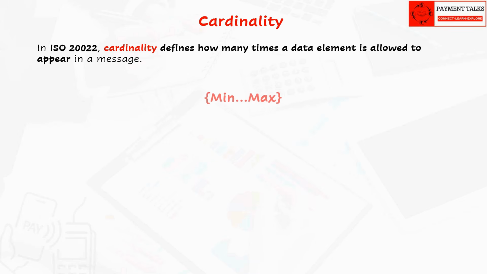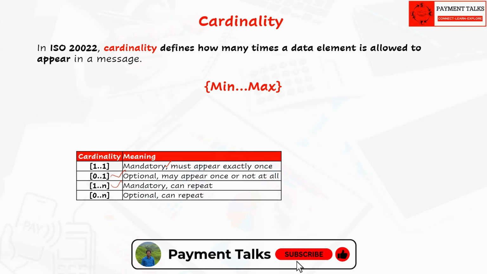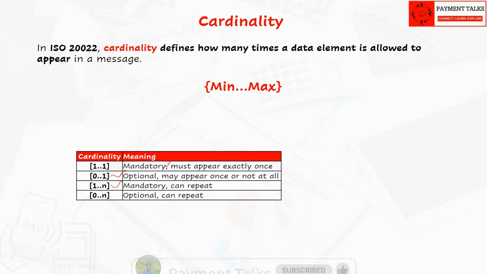ISO 20022 expresses cardinality using min-max format that can take natural counting whole numbers only. Common patterns are: first, 1:1. This means the field has to appear mandatorily only once. Second is 0:1. This means the field is optional. It can either appear once or not at all. Third is 1:many. It means the field is mandatory and it can also repeat. Fourth is 0:many. This means the field is optional but can repeat multiple times if needed.